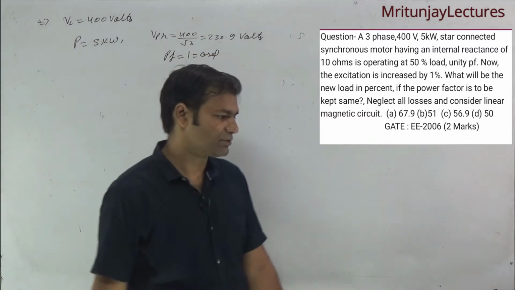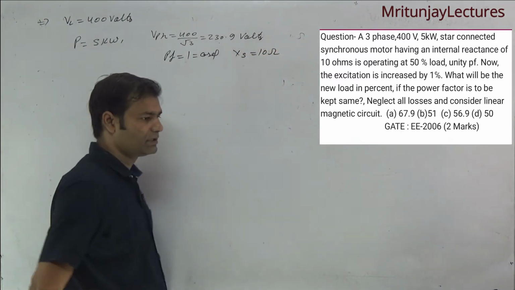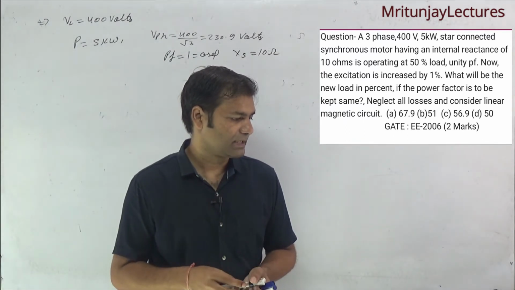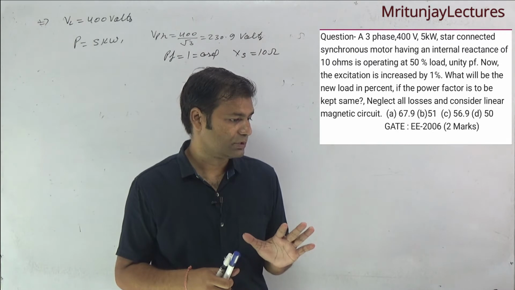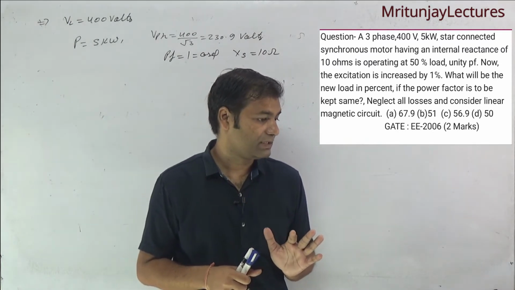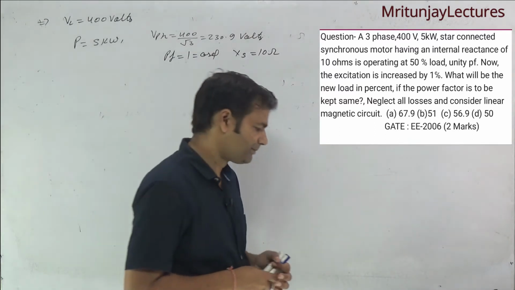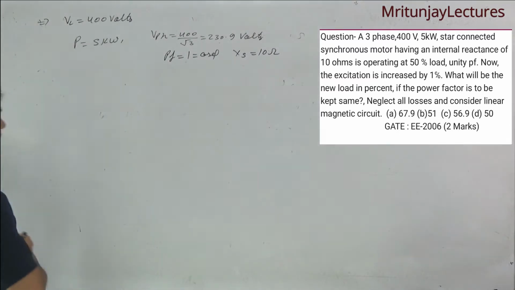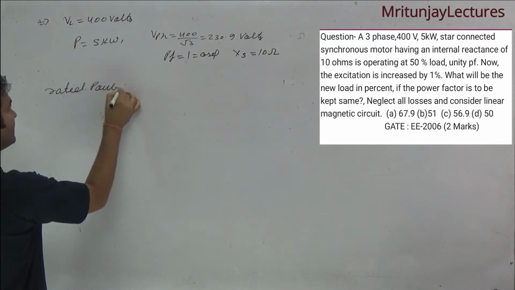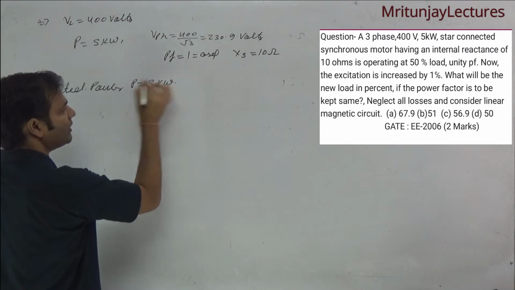Now first of all, read the question. And reactance is 10 ohm, it is given. Read the question again: a three phase 400 volt, 5 kilowatt star connected synchronous motor having an internal reactance of 10 ohm is operating at 50% load. Rated power is given, P equal to 5 kilowatt.